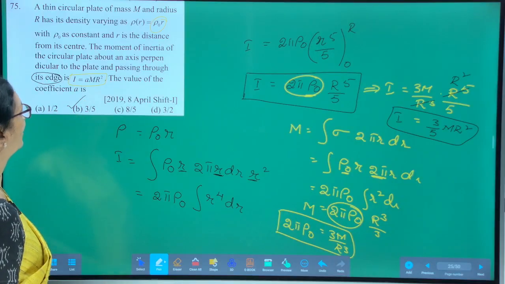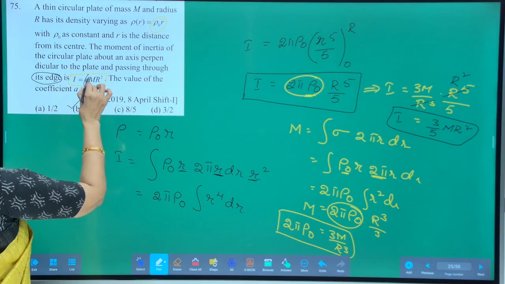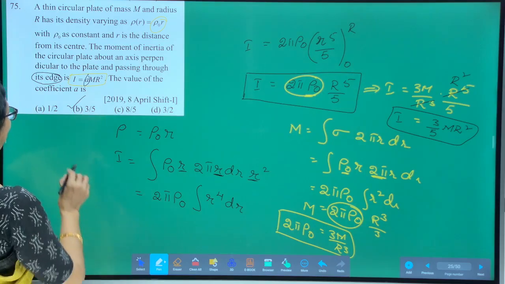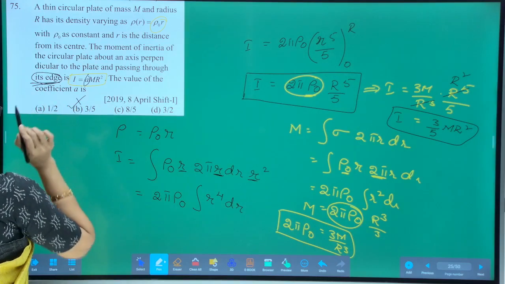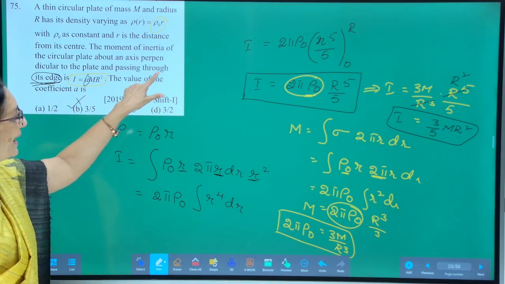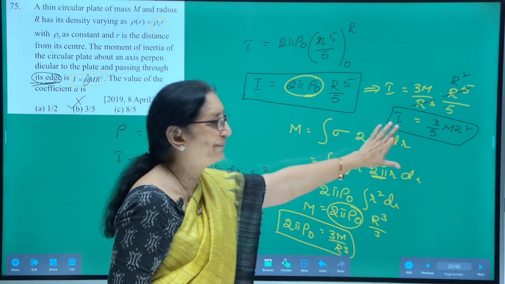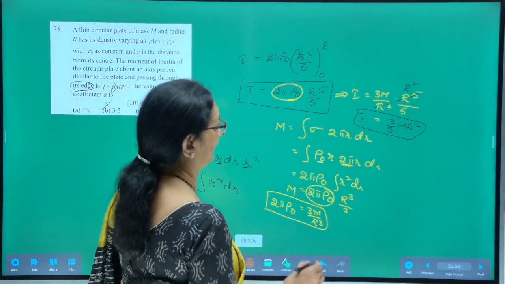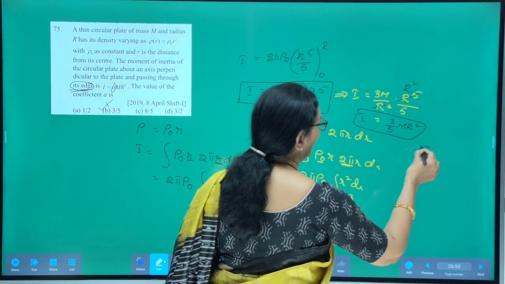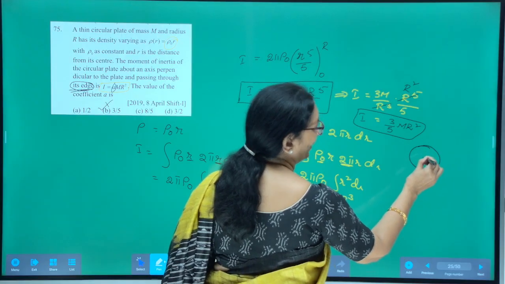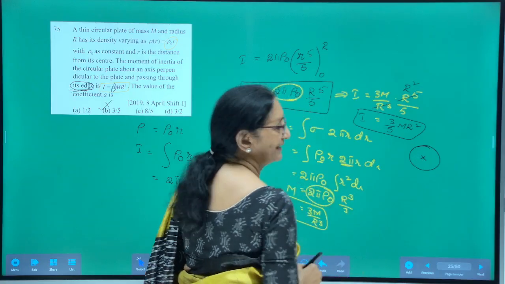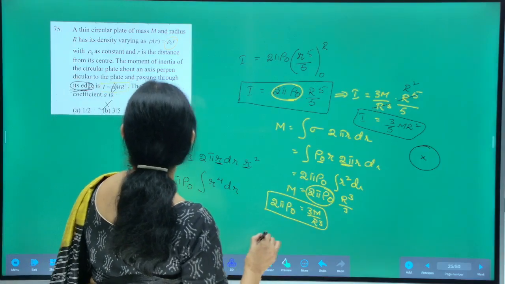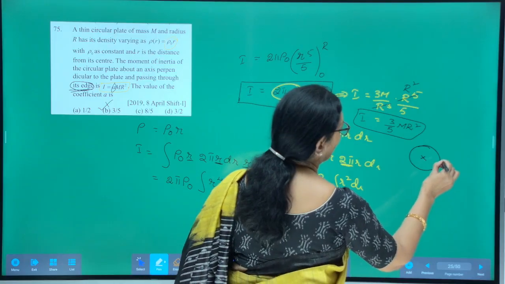So what is the value of alpha asked? In place of alpha, we got 3 by 5. No, look here very carefully. This answer is wrong. It is about an axis passing through the edge, but this is about an axis passing through the center. Now, look here very, very carefully. This is moment of inertia of the disk about an axis like this, passing through the center perpendicular to the plane. But he asked passing through the edge and perpendicular to the plate like this.